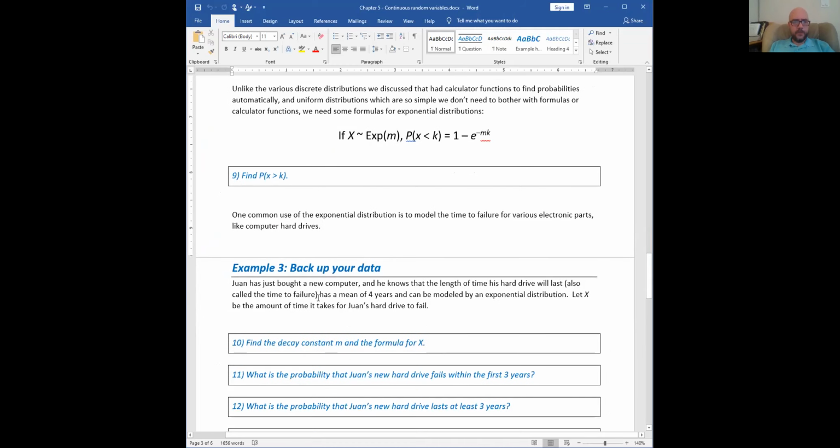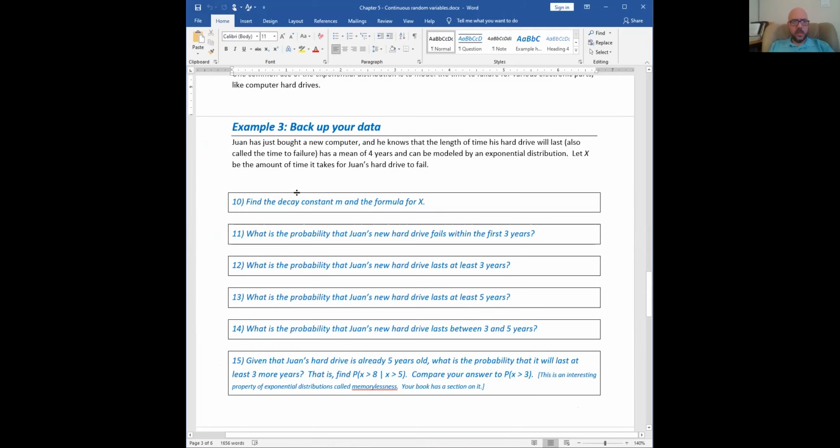All right, we did 9. All right, Juan has bought himself a new computer, and Juan is a bit computer savvy. He knows that the length of time that his hard drive will last, which is also called the time to failure, has a mean of 4 years and is modeled by an exponential distribution, which, by the way, is one common usage of exponential distributions: time to failure in complex machines.